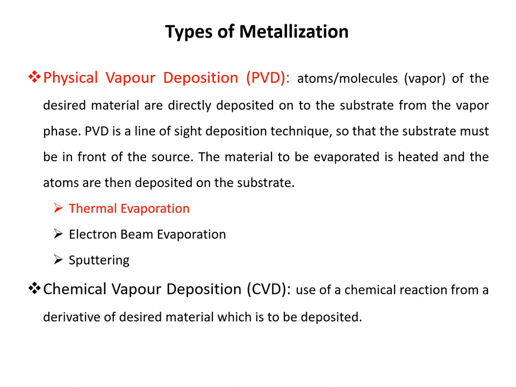The other method that I mentioned is chemical vapor deposition. That is the use of a chemical reaction from a derivative of the desired material which is to be deposited. So say for example aluminium, you can use trimethyl aluminium, a compound of aluminium, and you can have some reaction at the surface where you want to deposit the aluminium. Surface means the substrate over which the aluminium is to be deposited. So in CVD we use a chemical process.